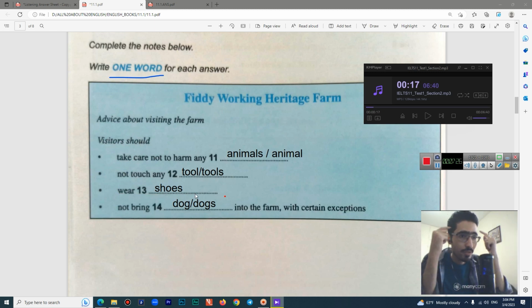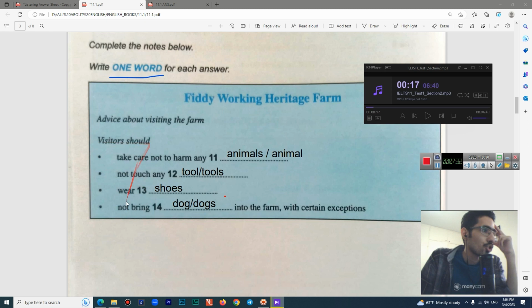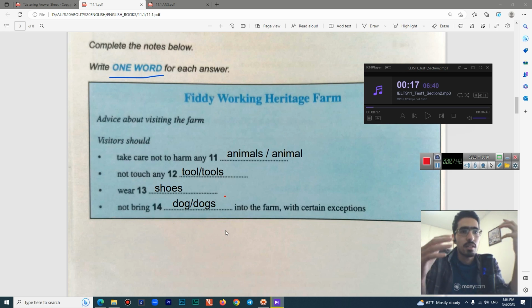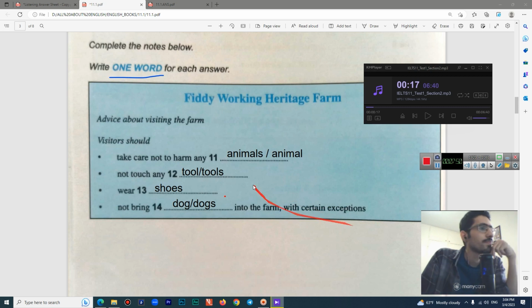You need to have this in your head so you are more prepared. Visitors should not bring something into the farm. I don't know. Visitors should not bring cars into the farm. Visitors should not bring bicycles into the farm, something like that, with certain exceptions. There are some exceptions. Some people can do them.